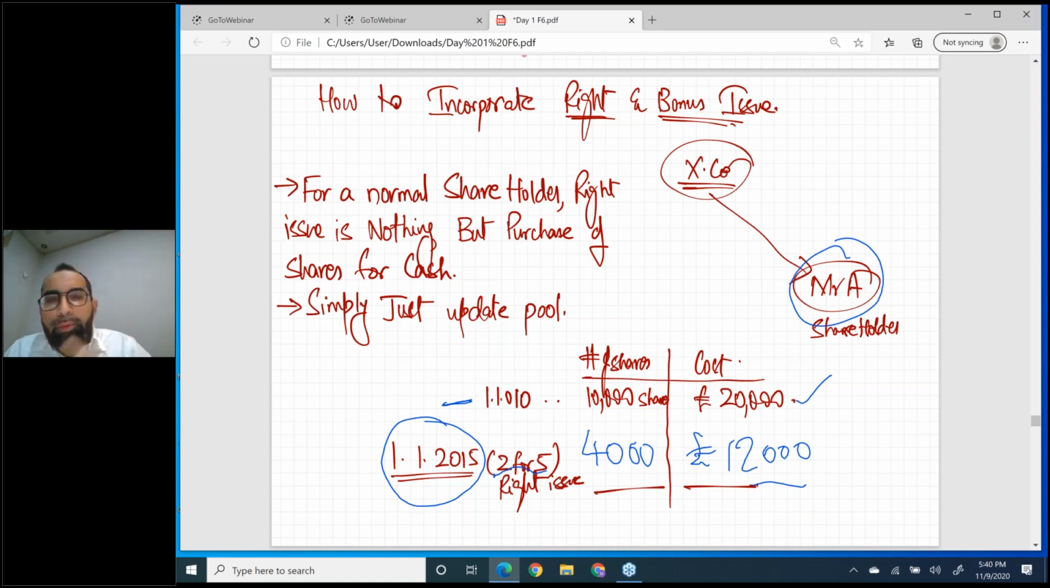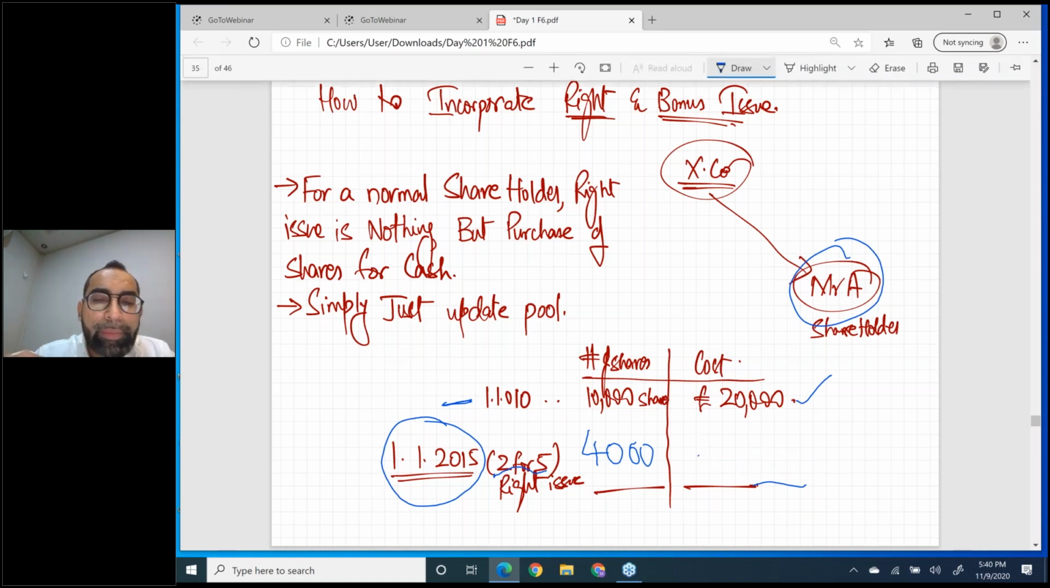Now one very easy thing. Sir, what if we get a bonus issue? We all know that a bonus issue is a free issue. So we get free shares. So if it is written bonus issue, then what you have to do, look at the screen.